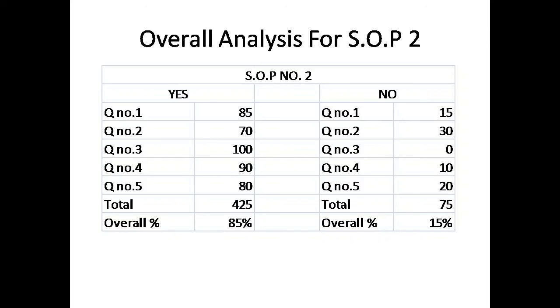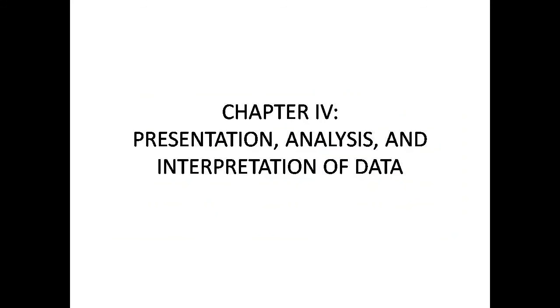And next, for the answer no, question number 1 is 15, question number 2 is 30, question number 3 is 0, question number 4 is 10, question number 5 is 20, which totals to 75%, and we divide that by 5, then multiply it by 100, then we get 15%. And that wraps up the explanation on Chapter 4, Presentation, Analysis, and Interpretation of Data, and how we computed it on Excel. Thank you.